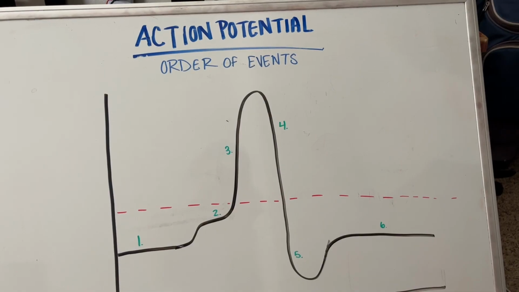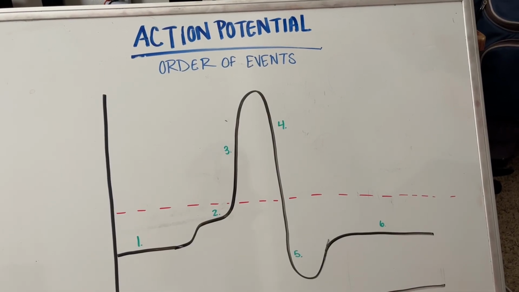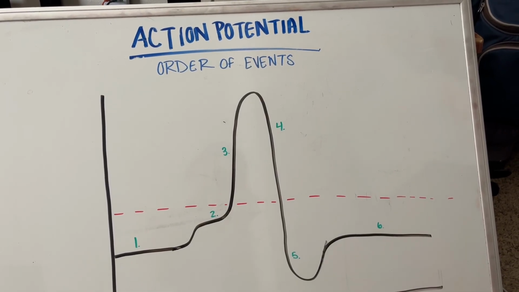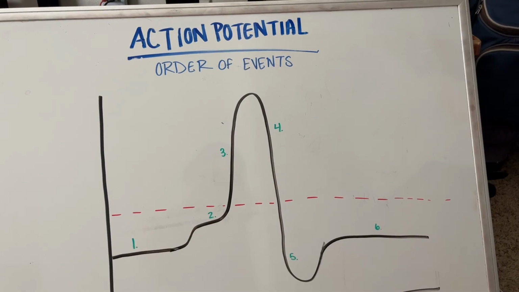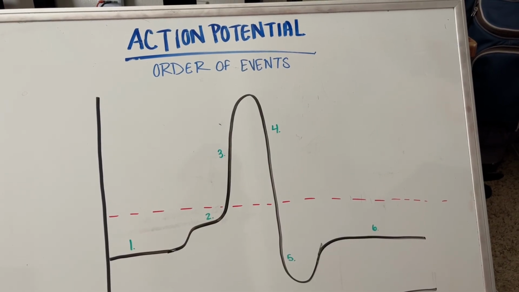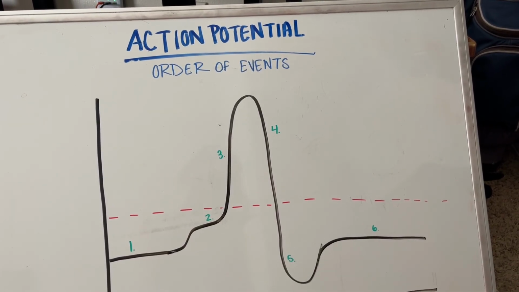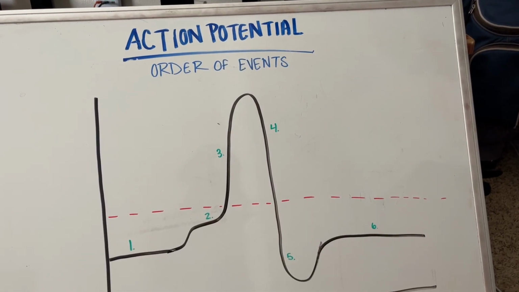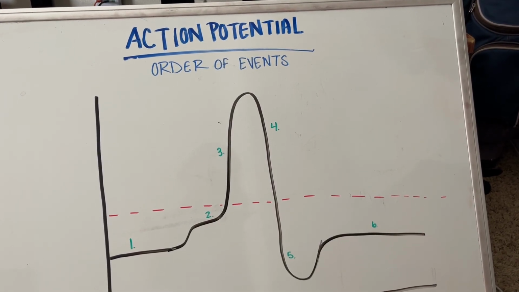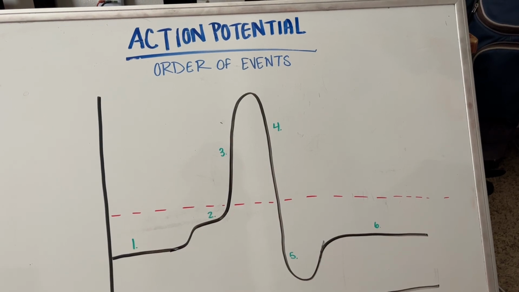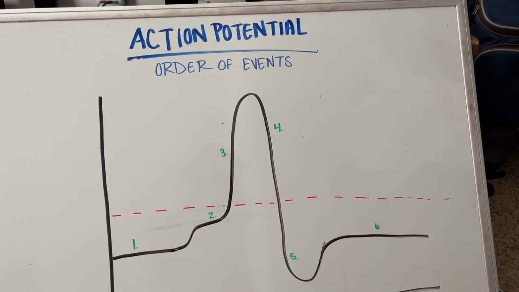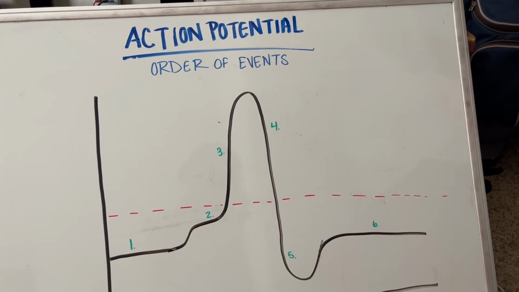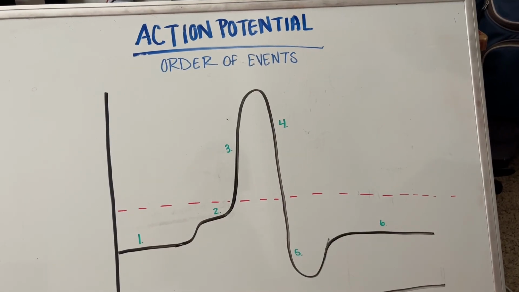The next thing that happens is the opening of the voltage-gated potassium channels. The voltage-gated potassium channels open in response to depolarization, but with a slower time course than the sodium channels do. The efflux of positively charged potassium out of the cell is driven by both the concentration gradient and now the positive intracellular environment. As this happens, the membrane is going to be repolarized.